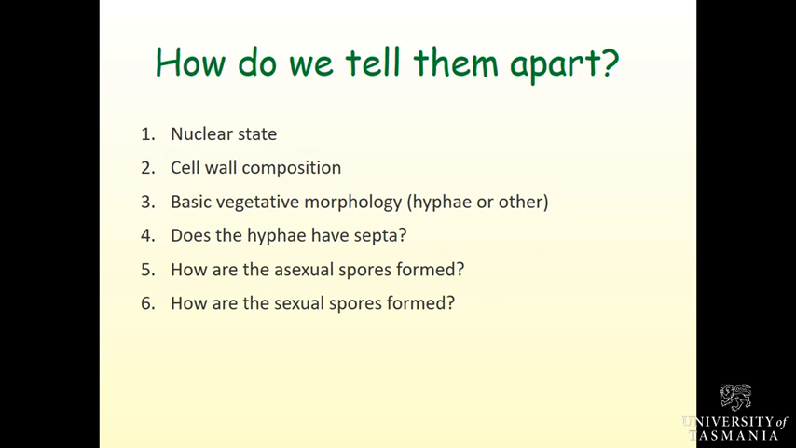So from a diagnostic perspective, how do we tell them apart? We can look at the nucleus state, whether it's a single N or 2N, single nuclei, two nuclei type fungus, so whether it's the asexual or sexual stage. Look at its cell wall composition, look at its basic morphology of the hyphae, whether the hyphae have septa, what sort of spores are formed, and how are they formed, of the sexual and asexual. So from a morphological state, you can do that.